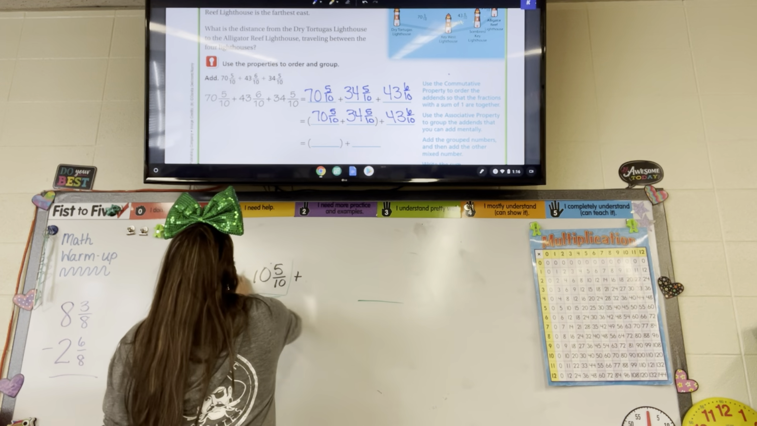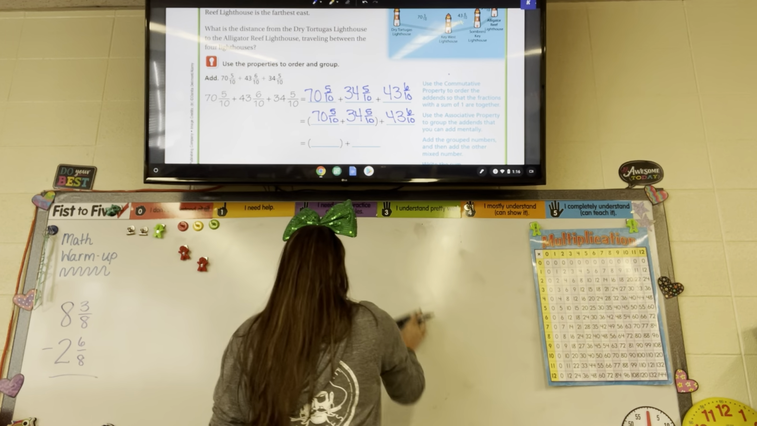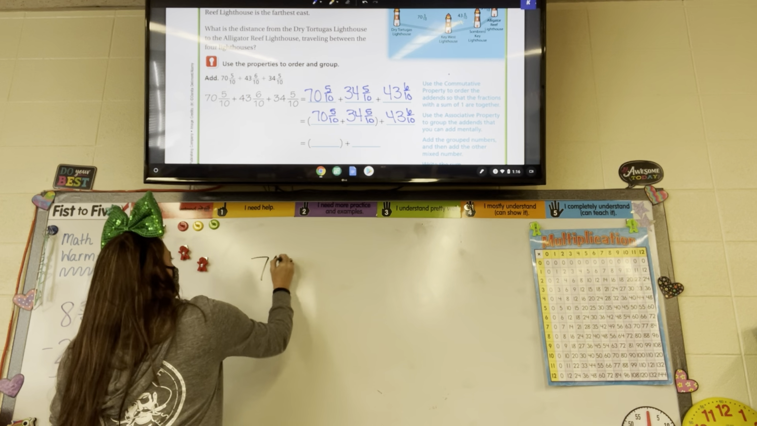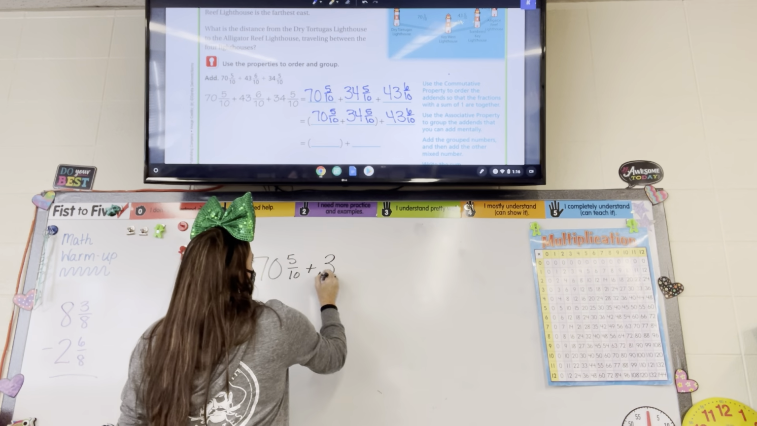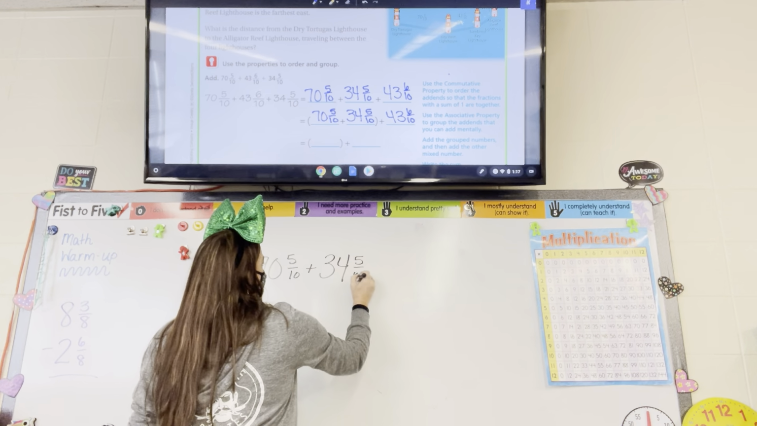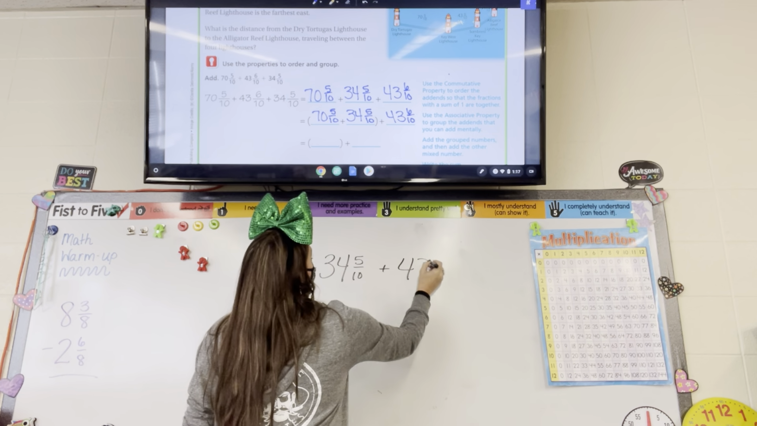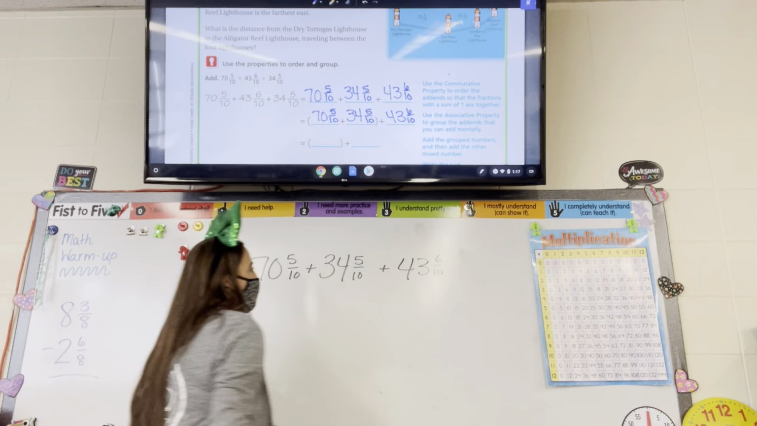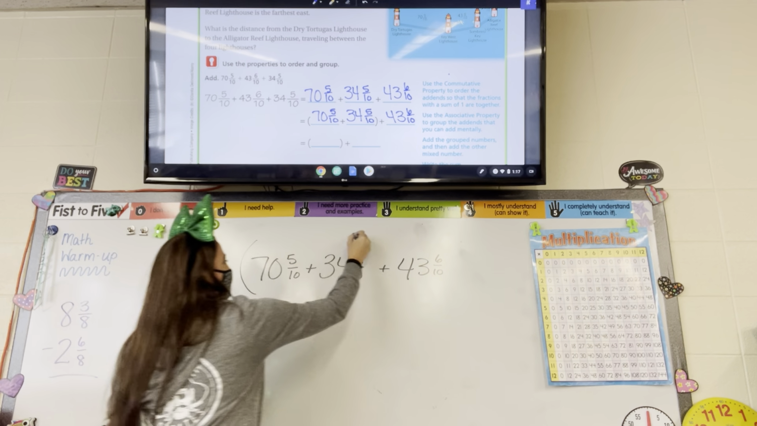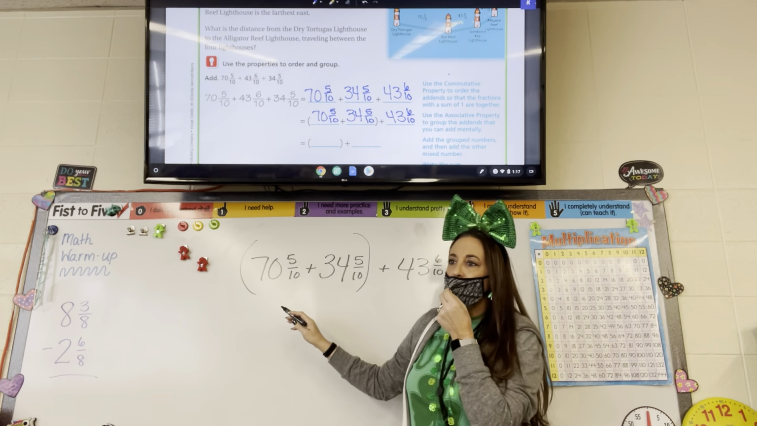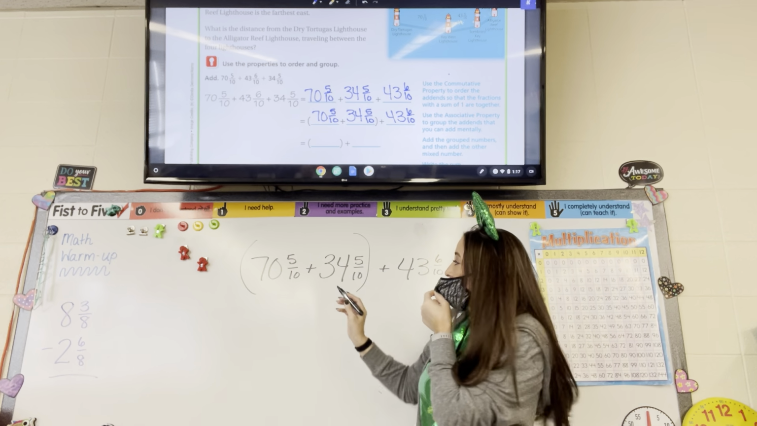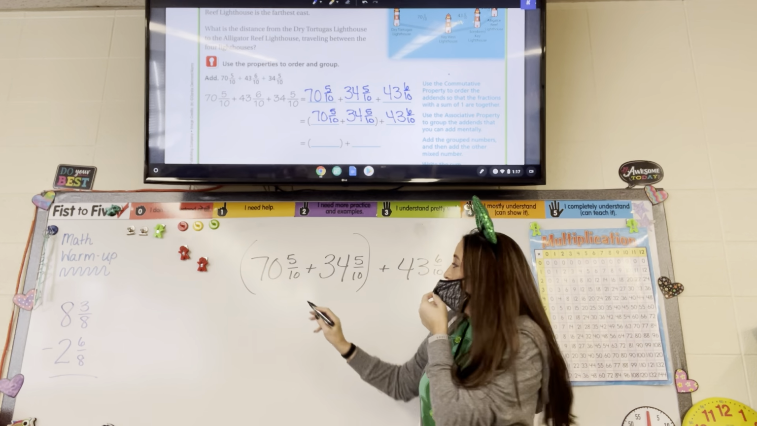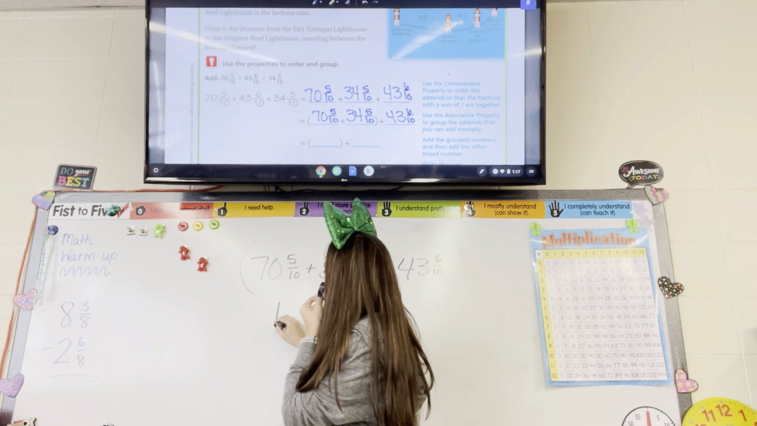Let me write them in the correct order on my board here. So we're starting with 70 and 5 tenths, and we're adding it to 34 and 5 tenths, and then the last one is 43 and 6 tenths. So if we add these two together first, what's 70 plus 30? 100. But we've got 34. So 70 plus 34 is 104, right? 104.